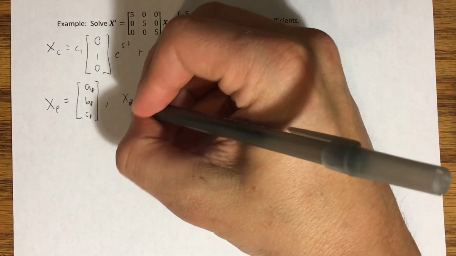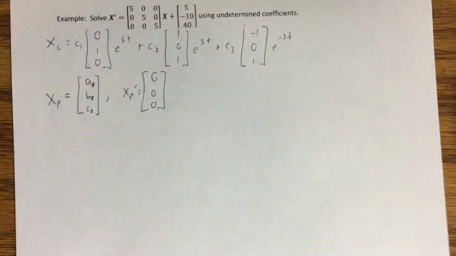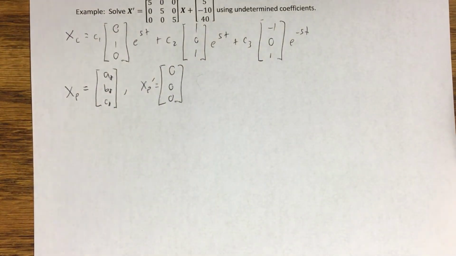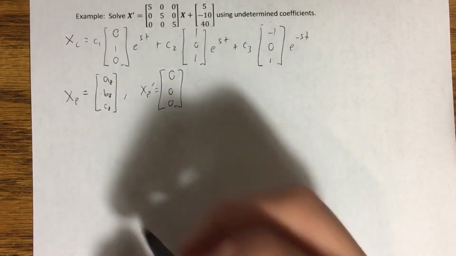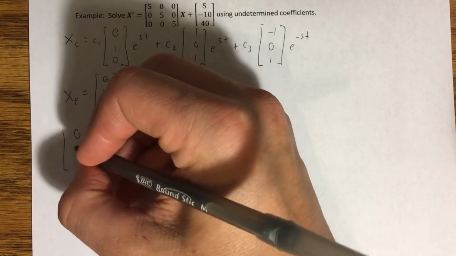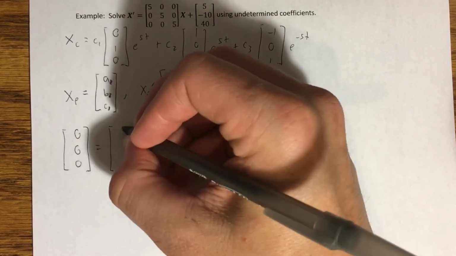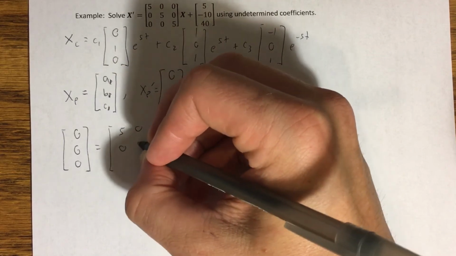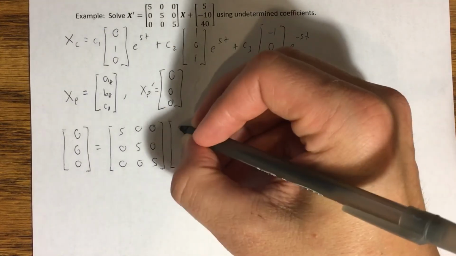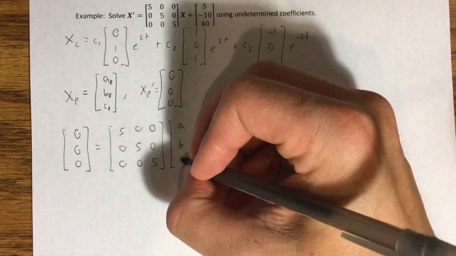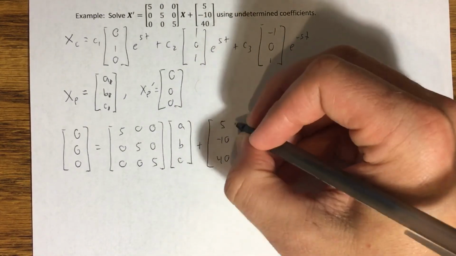That means that xp prime is just the 0 matrix, the 3x1 0 matrix. So that's pretty nice. It's easy to work with. Okay? So now let's plug things in. xp prime is going to go here. So that's going to look like 0, 0, 0, equals the matrix 5, 0, 0, 0, 5, 0, 0, 0, 5 times xp, which is A, B, C, plus 5, negative 10, 40.